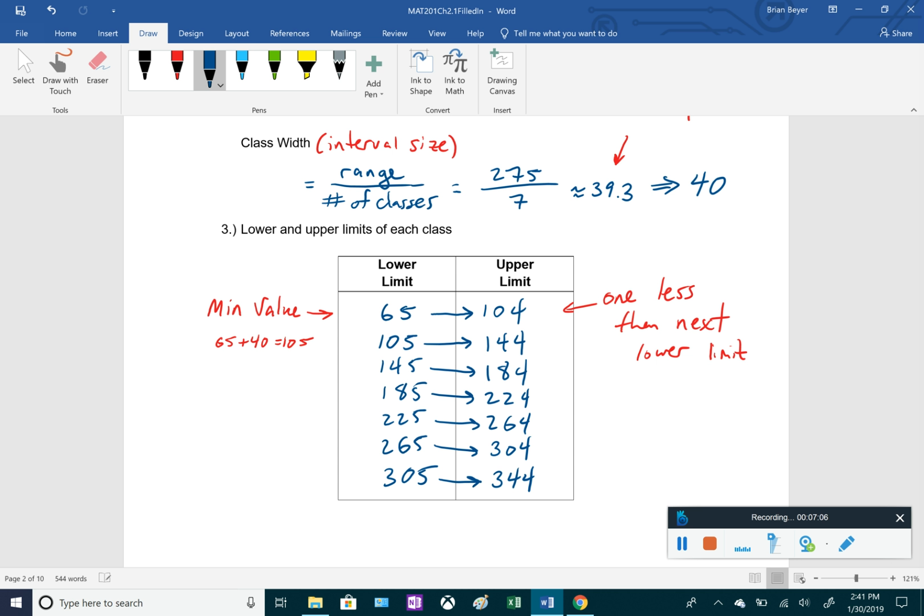So all we did here, the only thing that we did, was we chopped our data set up into 7 equal slices using the range, which helped us find the class width, so it allowed us to find all 7 classes of equal size.